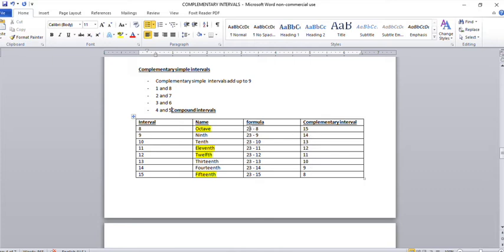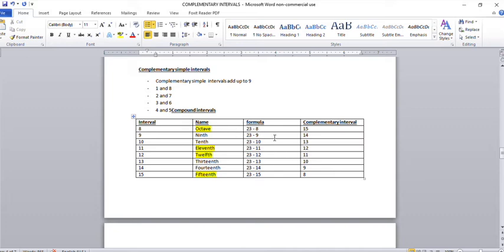So this time we are subtracting from 23 instead of 9. 23 minus 8 is 15. So you have your double octave, or the 15th. That's a double octave. So the complement of an octave going upwards is the 15th.